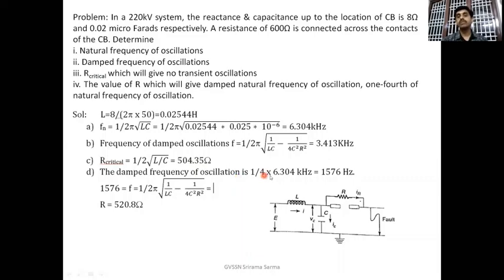The damped frequency of oscillations for 1/4 of the natural frequency of oscillation: that means 1/4 of the 6.304 kilohertz is 1576 hertz, the damped frequency of oscillations. Further, the resistance can be calculated using this expression as 520.8 ohms. So if you observe here, for the damped frequency of oscillations of 1/4 of this value, the resistance required is 520.8 ohms.